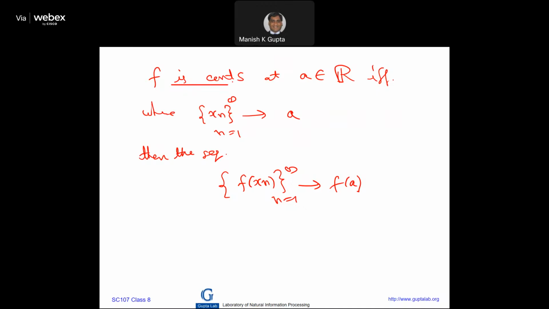If there is a sequence of real numbers which converges towards A, and if it happens that the image sequence also converges to the image of A, then the function is continuous. If you think a little bit with a cup of coffee, you will be able to see why this is happening in terms of sequences. That has something to do with the structure of the real line. But anyway, it's a very important result, and one can use it for proving certain things.